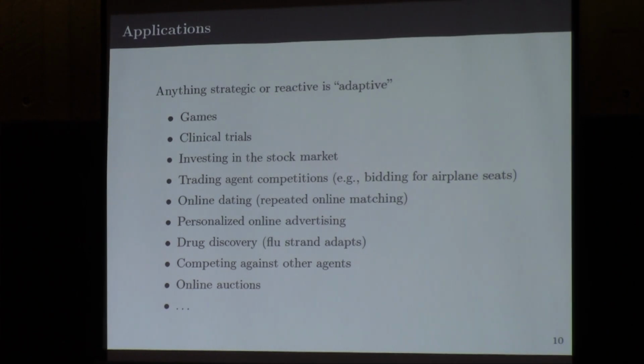In fact, anything that's strategic or reactive is adaptive, right? And it's a natural model for online games, auctions, clinical trials, investing in the stock market, agents competing with each other, online dating, drug discovery, and many, many other applications in sequential prediction.